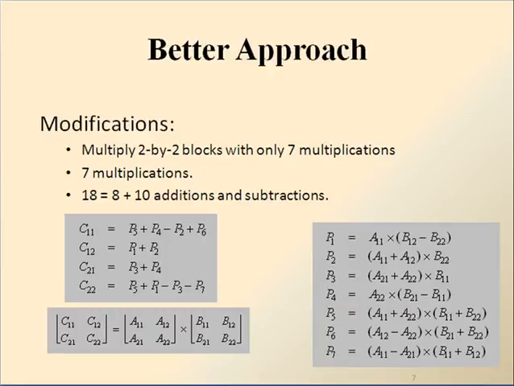So what is the better approach? Multiply 2 by 2 blocks with only 7 multiplications. So there will be 7 multiplications and 18 additions and subtractions.